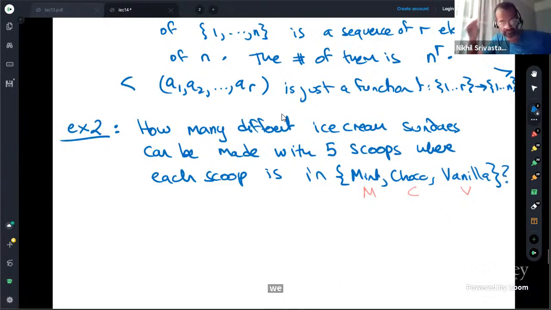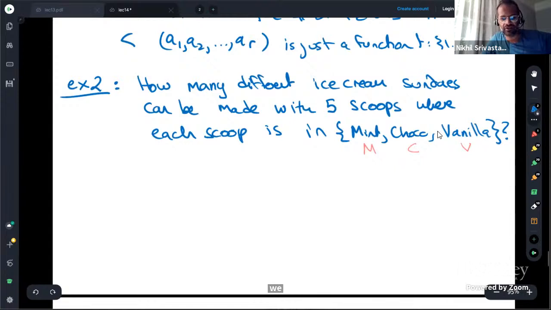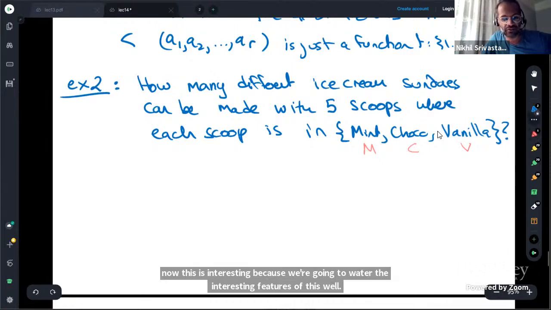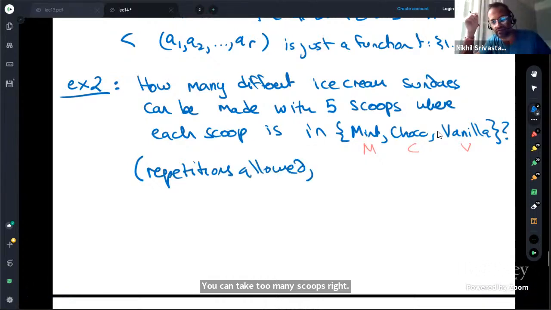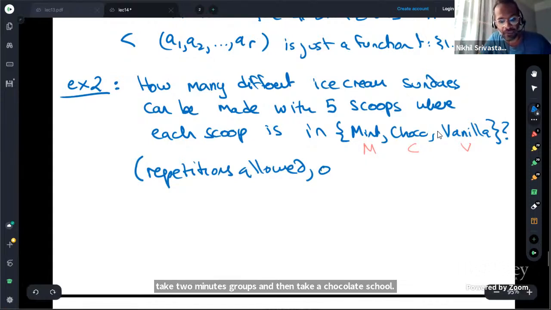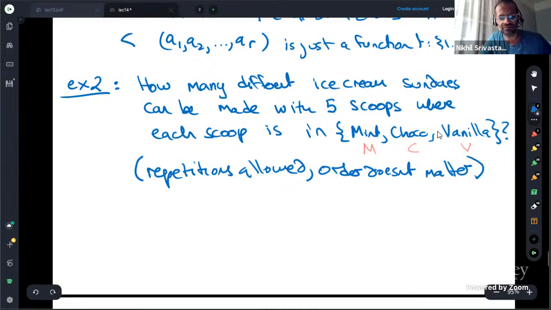Okay. So now this is interesting because, what are the interesting features of this? Well, first of all, repetitions are allowed. You can take two mint scoops. But the interesting thing now is the order doesn't matter. Any 2 mint scoops are the same. It's not a different sundae if I take a mint scoop, then a chocolate scoop, then a mint scoop, or if I just take 2 mint scoops and then a chocolate scoop. The order of the scoops doesn't matter. So this is the key difference here.